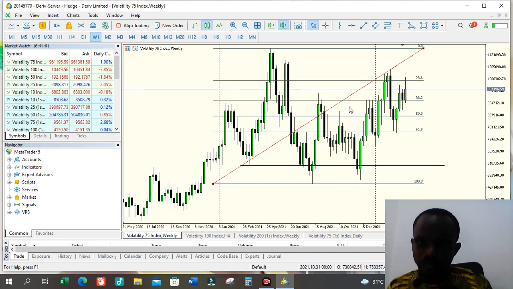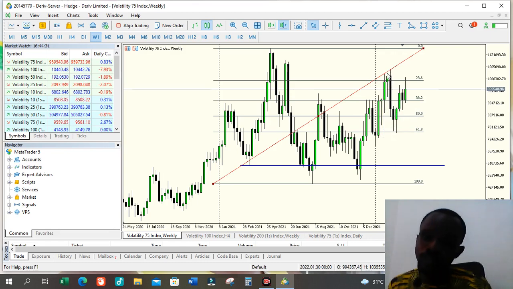you will notice that price has traded to most of the levels. Look at this level. It traded all the way into the 38.2 level. There was a rejection there. It came down, it didn't touch the 100, it went back again. Look at this point, it touched the 61 level, rejection, and then went back again all the way to the 38, came down to the 61 level, back to 38, and then went up into the 23.6 level.